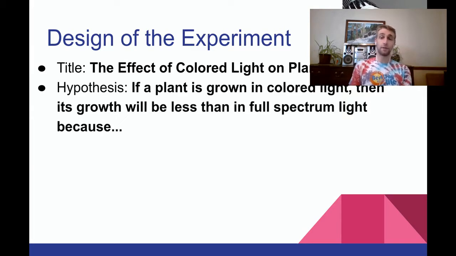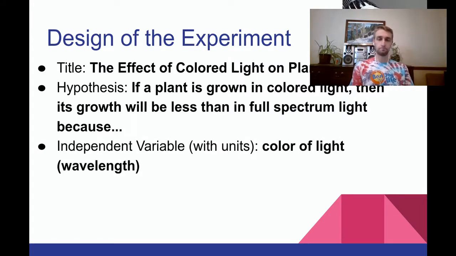Your hypothesis might be different than this, and that's okay as long as it's in the if, then, because format. So one possible hypothesis would be, if a plant is grown in colored light, then its growth will be less than in full spectrum light, because full spectrum light contains all other colors of light. Maybe that hypothesis is supported, maybe it's not, but as long as you have a hypothesis with an if, then, and a because, it's okay if you're not right when you do your experiment.